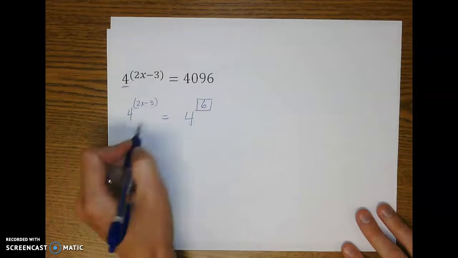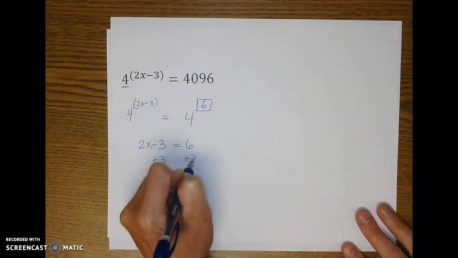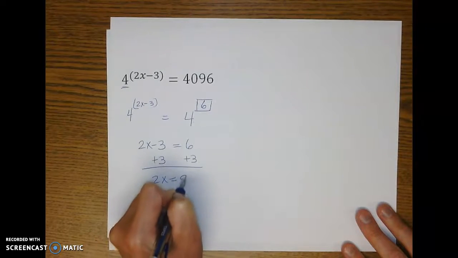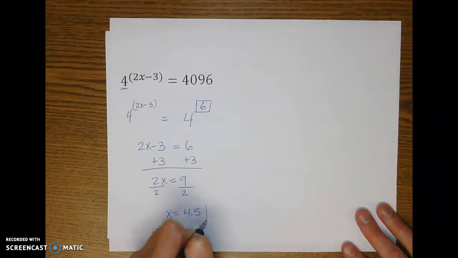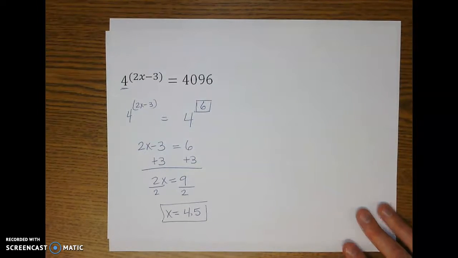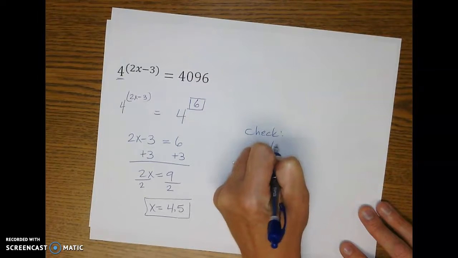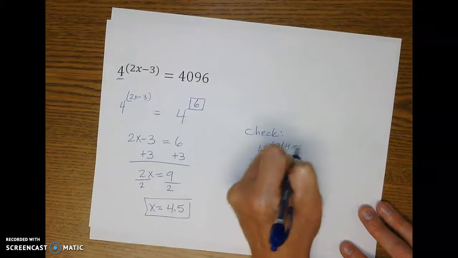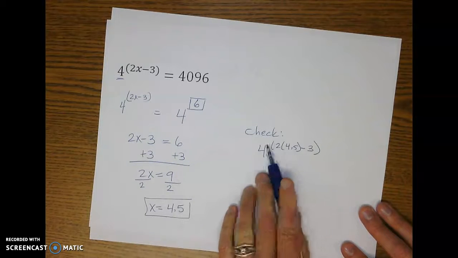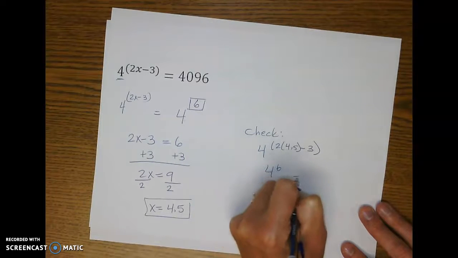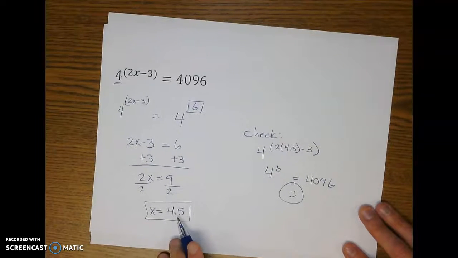Again, now that I have the same base, I can set my exponents equal to each other. So 2x equals 9, divide by 2, so x is going to be 4.5. And again, you can check that. 4 to the 2 times 4.5 minus 3. So 2 times 4.5 is 9, 9 minus 3 is 6, so 4 to the 6th, does that equal 4,096? And yes, it does. So my answer is 4.5.